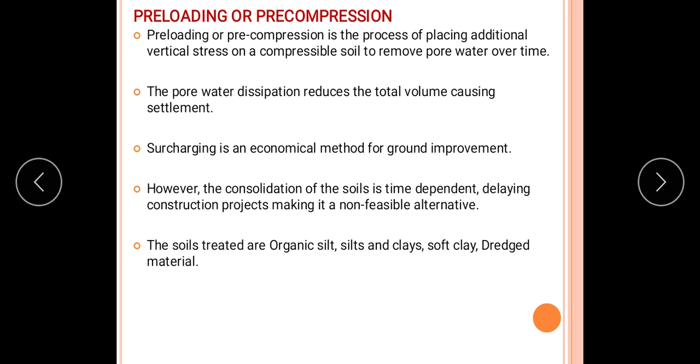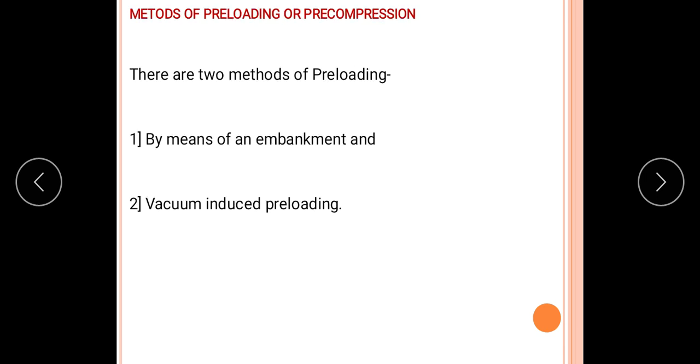Surcharging is an economical method for ground improvement. However, the consolidation of the soil is time dependent, delaying construction projects and making it a non-feasible alternative. As we know, consolidation is time dependent, so it takes more time to complete. The soils treated can be organic silt, silts and clays, soft clay and dredged material.